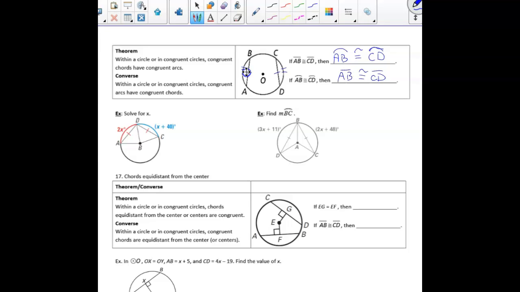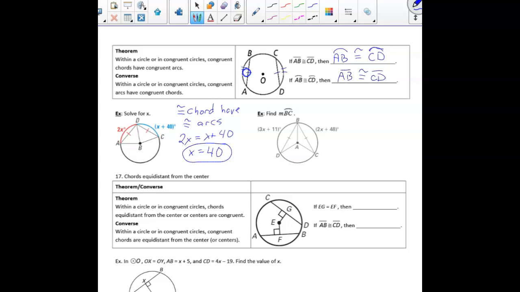Okay, so we can solve the next problem. Here we have two chords that are congruent. Therefore, these two arcs are congruent. Congruent chords have congruent arcs. So we can set this up as 2x equals x plus 40. Solving for x, we get x equals 40.